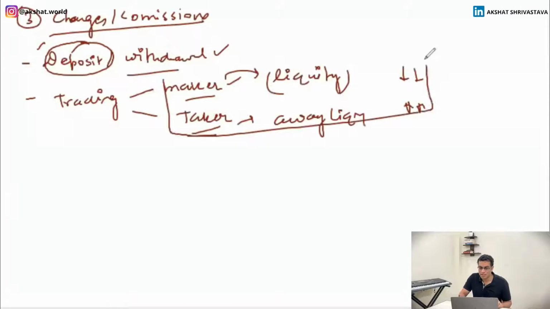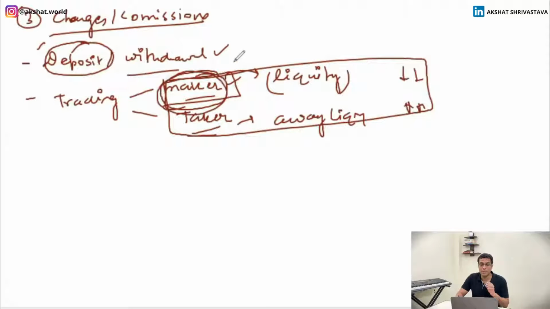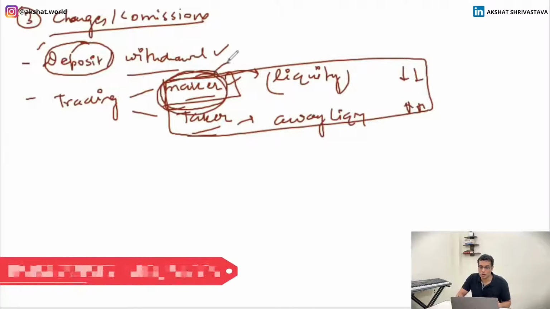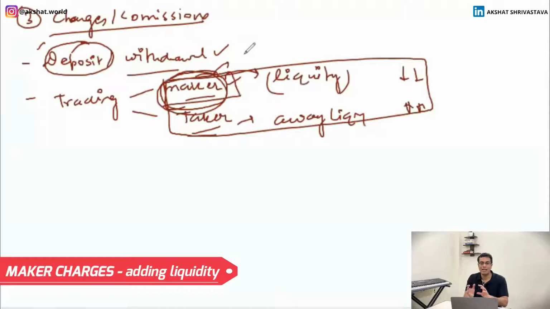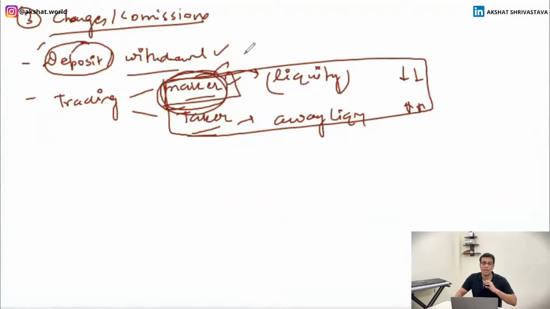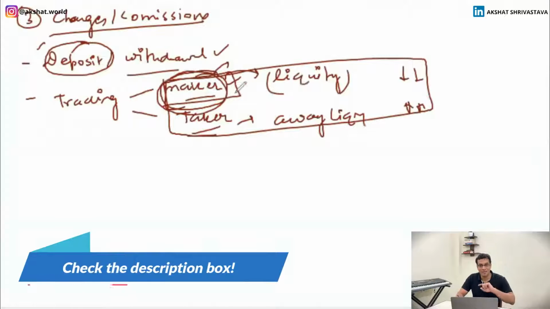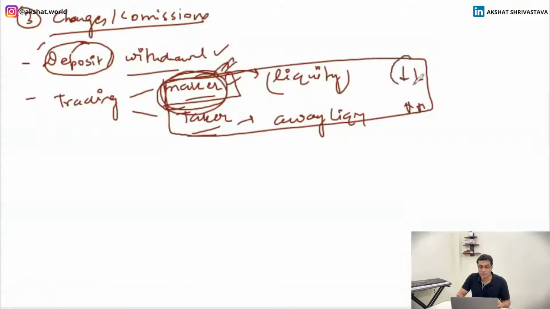In simple terms, if you are someone who is trying to buy a Bitcoin on Vault, and you are willing to pay maker charges, it simply means that you are willing to wait to get your order fulfilled, right? You are adding liquidity to the books. So your order might not get fulfilled immediately and you're okay with it. And therefore, you're making the market and not taking away the liquidity. So in that scenario, your charges will be lower.